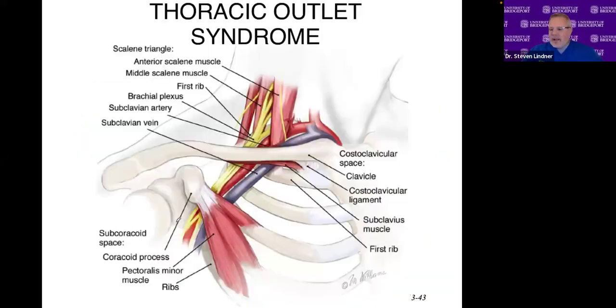Now, I'll take a pause here. When I come back, I will introduce some of the clinical conditions that are involved with brachial plexus irritations and impingements.